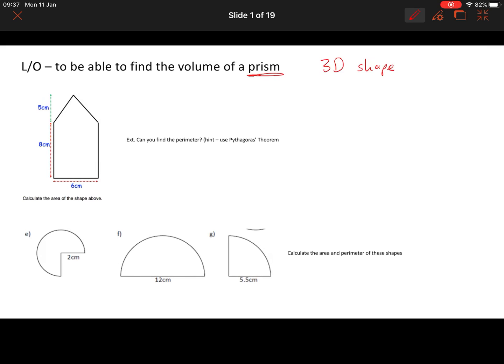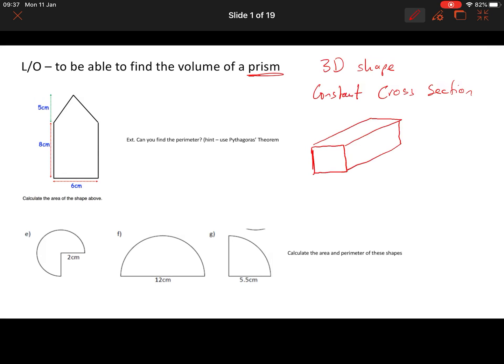A prism is always a three-dimensional shape. It is a shape that has a constant, meaning unchanging, cross section. A constant cross section. So a cuboid is a type of prism. There's many types of prism. The cuboid would be one example.